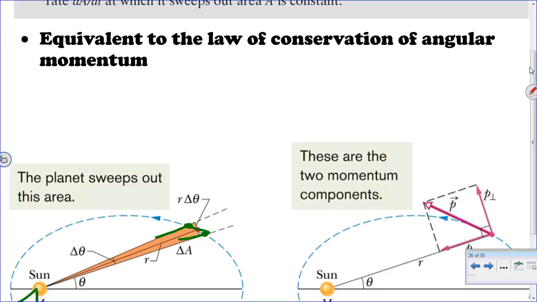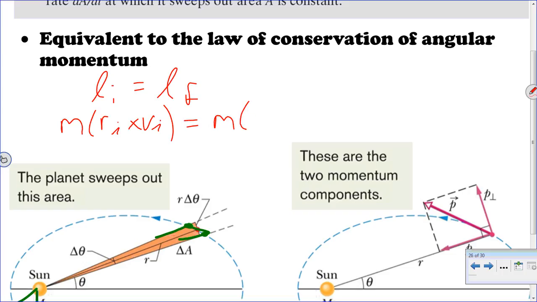The idea is there aren't any external torques acting on your planet as it goes around the sun, so your angular momentum ought to stay conserved. That means the initial angular momentum of the planet when it's here ought to equal the final angular momentum of the planet when it's over here. In other words, mass times Ri cross Vi, the cross product, area, equals mass times Rf cross Vf. Put my little vector hats on there.